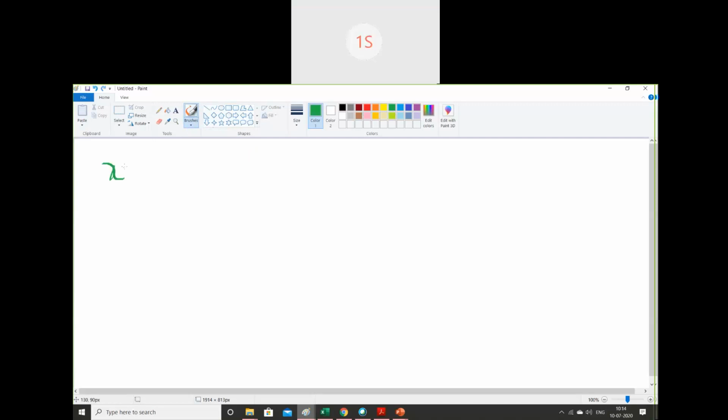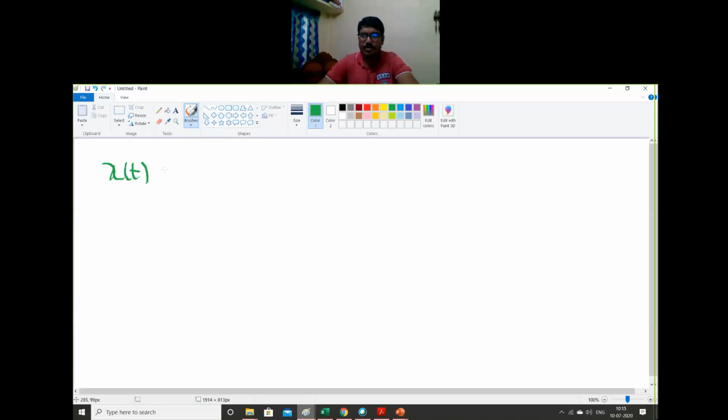I'll take x of t equals, for example, 2x square minus x plus 4. Anything you can take; this is only for simplicity. So 2x square minus x plus 4 I have taken.